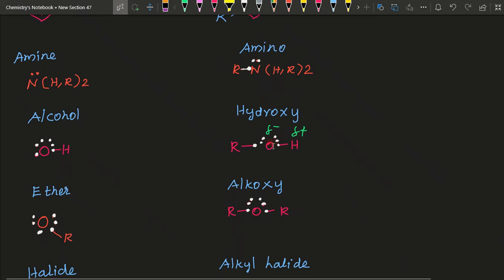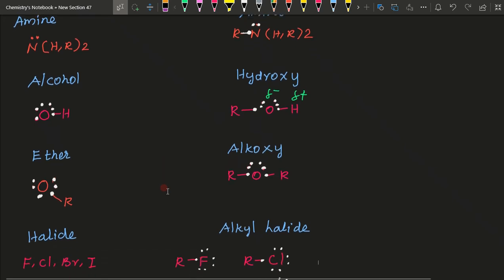See here, this oxygen is a more electronegative element, so it is pulling the electron from hydrogen, so it attains a partially negative charge and hydrogen attains a partially positive charge.